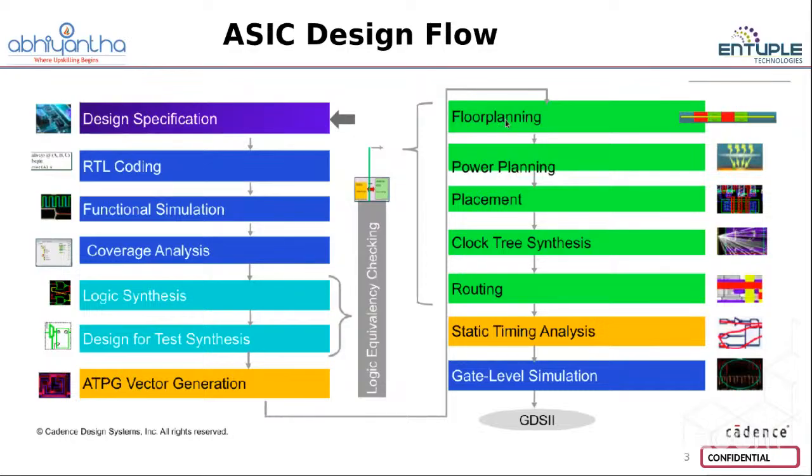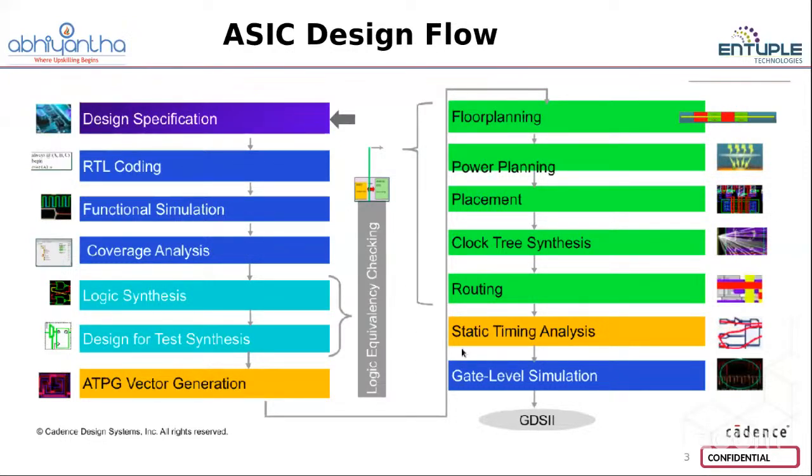In physical design, floor planning, power planning, placement, CTS and routing are completed. After routing is completed, again we can go for logic equivalency checking between the routed design and the synthesized design. In the meanwhile, you can also check the logic equivalency between the RTL and the routing stage. These are some other stages where we can do the LEC checking.